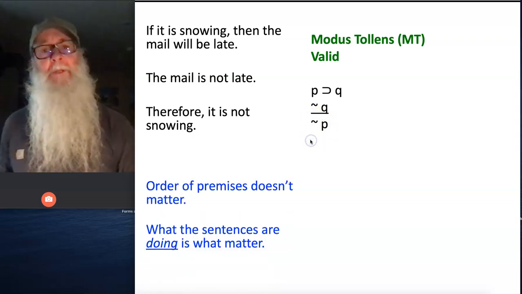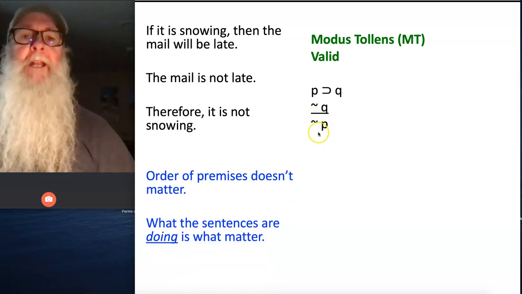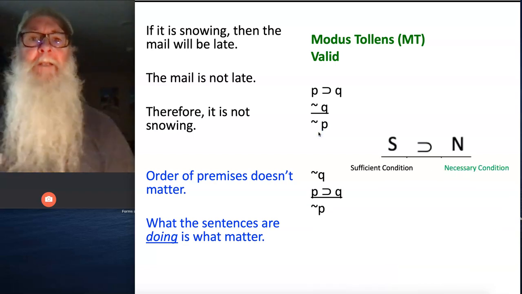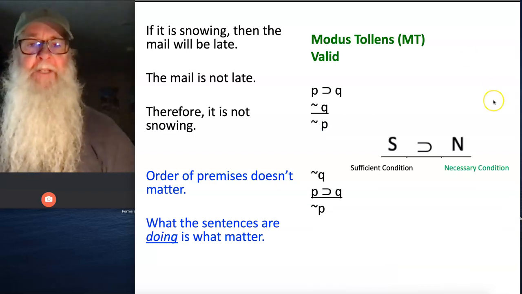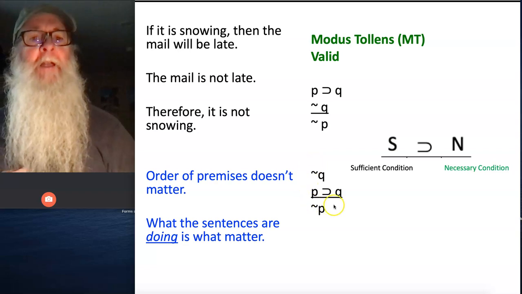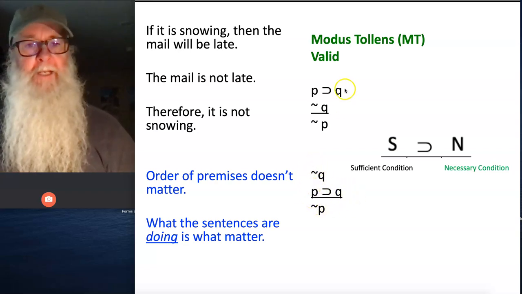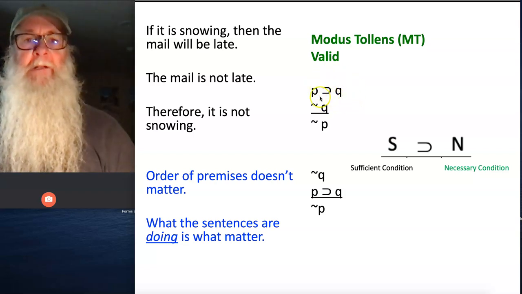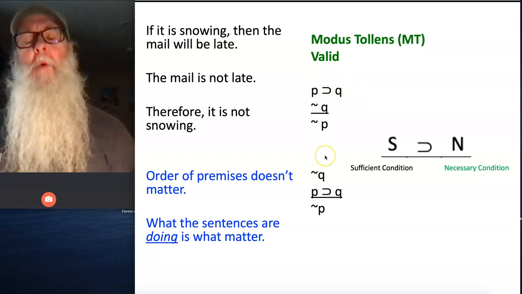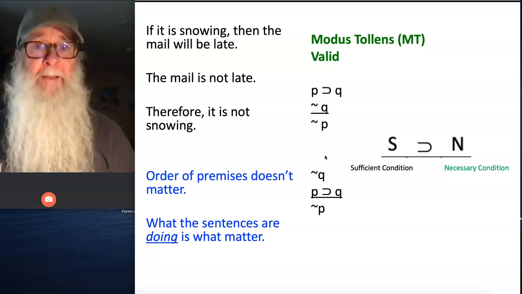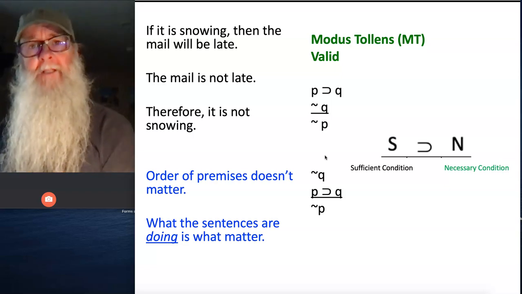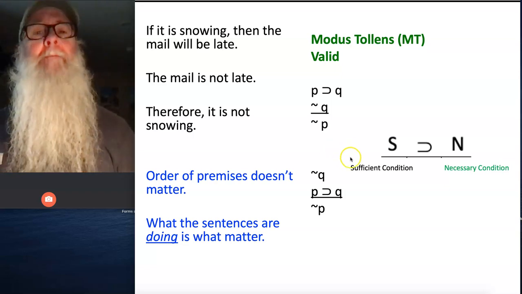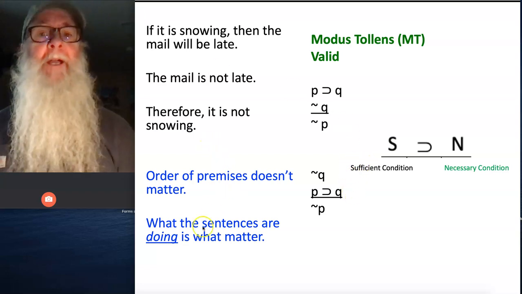And just like with our other argument forms, it doesn't matter what the order of the premises is. We can have the denying statement appear first above our conditional statement, or more traditionally, we can have the conditional statement appear on top of the statement that does the denying. What matters most here is what's happening in the argument. We have the consequent of the conditional statement being denied or negated by another premise.